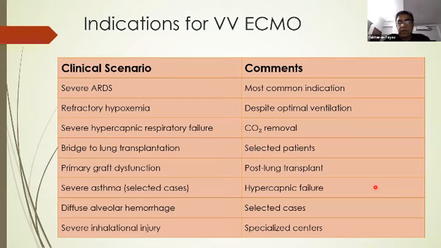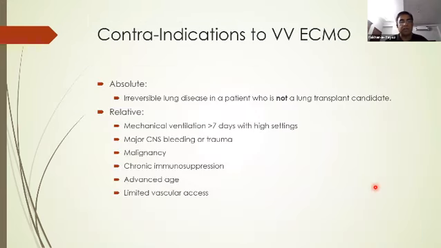Although in Pakistan we don't have any lung transplant or heart transplant program as yet, as we are speaking today. Severe asthma patients can be placed on ECMO when they have persistent status asthmaticus. Diffuse alveolar hemorrhage, in selected cases, and severe inhalation injuries, the burn injury patients, though there is limited data on it. But these are the upcoming indications. The absolute contraindication is irreversible lung disease in a patient who is not a lung transplant candidate. Relatively, if mechanical ventilation was done for more than 7 days with very high settings, then there are very few chances of recovery of those lungs.